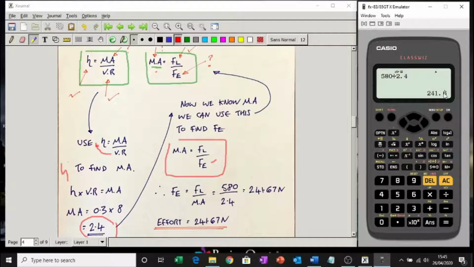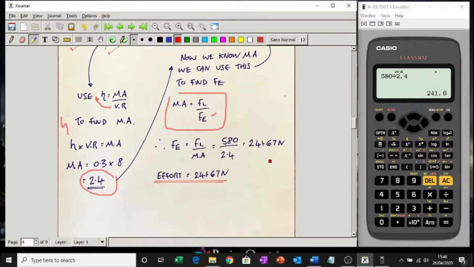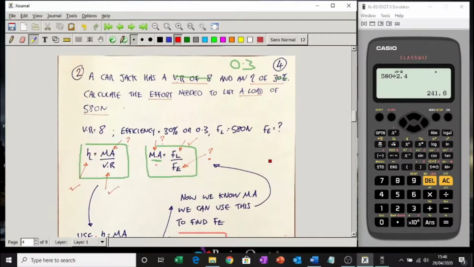241.6 and a bit. So that there is how much. So to lift 580, we've got to put in 241. So that machine enables us to lift that much by that much. Nice and easy, just using a couple of formulas. Just make sure when you're doing efficiencies, right? If that was 50%, you'd put in 0.5. Don't put in 30 because you get a funny number.